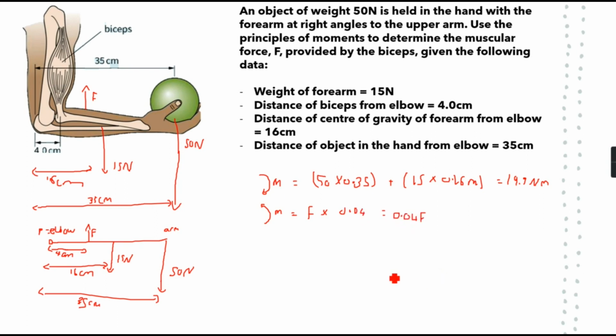So that's 0.04F simplified. And now we can set these equal to each other, because we know that we're using the principle of moments and they're in equilibrium. That means 19.9 is equal to 0.04F. Then we can divide both sides by 0.04. That means F is 19.9 divided by 0.04, and therefore F equals 497.5 newtons. It's a force, so it's in newtons, which is approximately 500 newtons. And that is the force the bicep is providing.